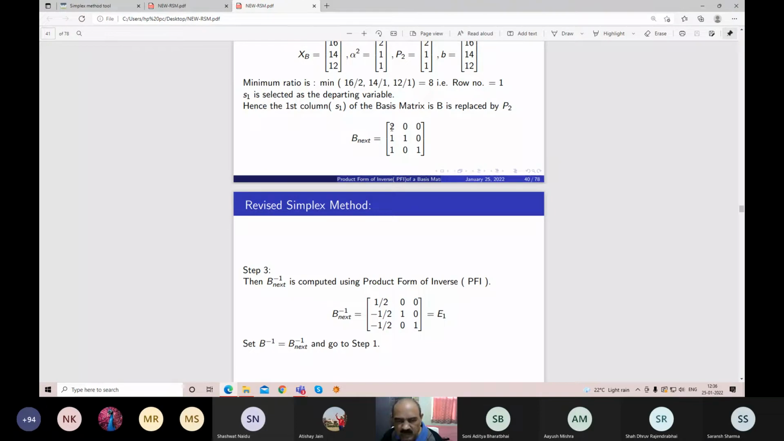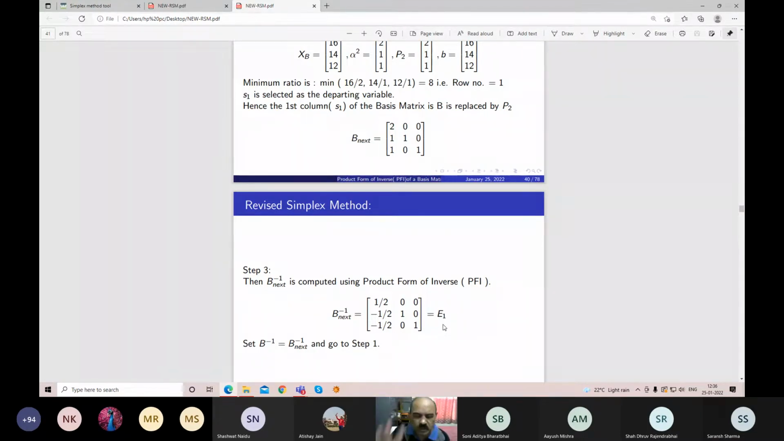This 2 is becoming the reciprocal, half. Then the other elements we are dividing by 2, so minus 1 by 2, minus 1 by 2. So our B next inverse has the elements half, 0, 0, minus half, 1, 0, minus half, 0, 1. This is the same as our E1.